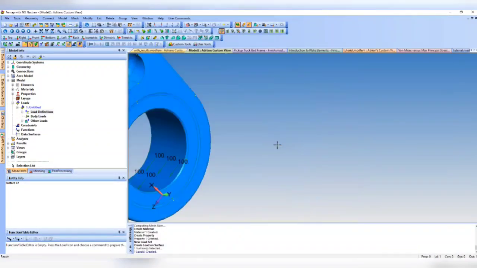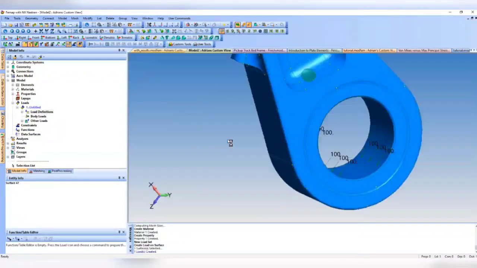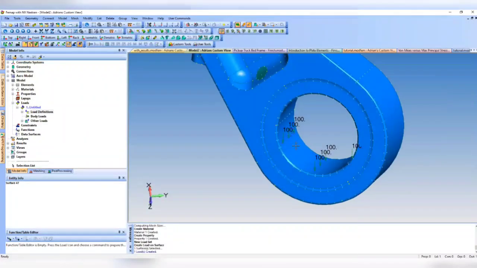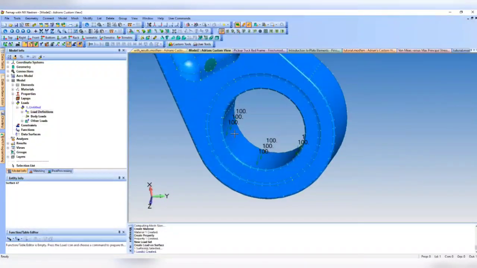This is sort of misleading. The total force is 100 pounds. It's not like each vector is 100 pounds. The total force is 100 pounds along this surface.